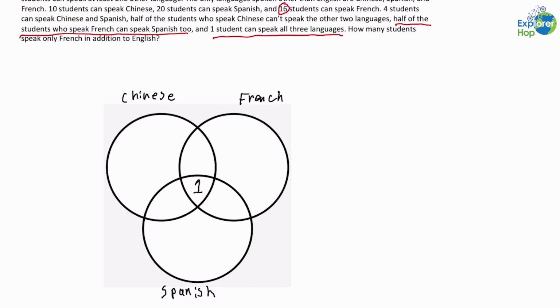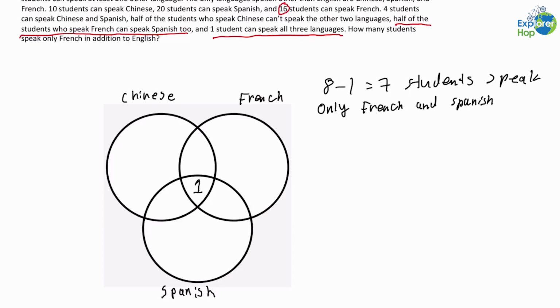And since only one student speaks French, Spanish, and Chinese, then the rest of the students who know French and Spanish must speak only French and Spanish in addition to English. So 8 minus 1, which is equal to 7 students, speak only French and Spanish in addition to English. So we will write 7 over here. So that gives us a total of 8 students who know both French and Spanish.